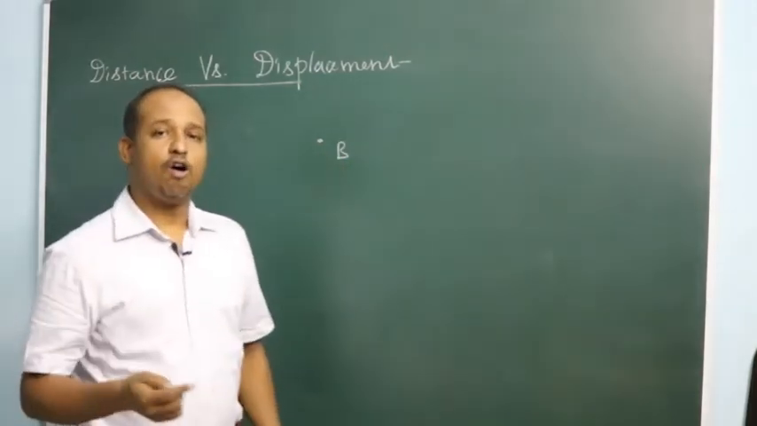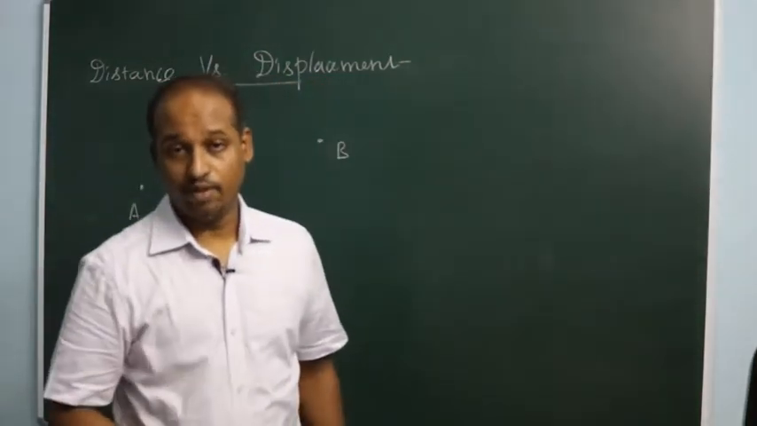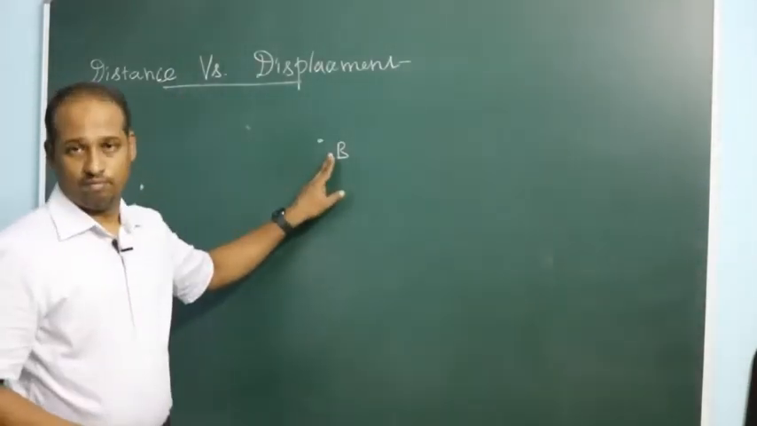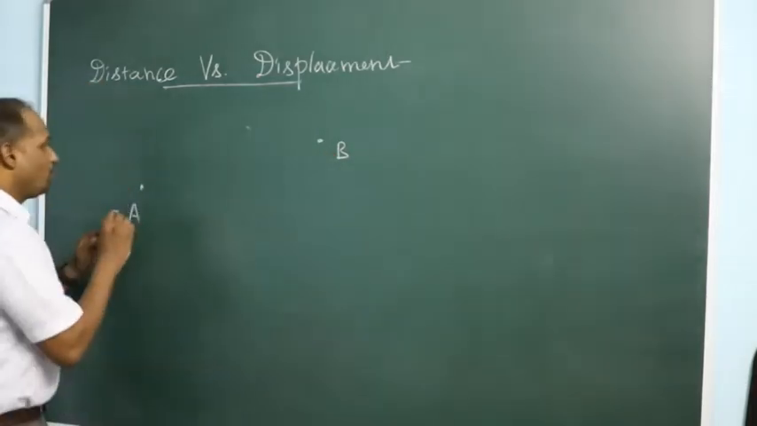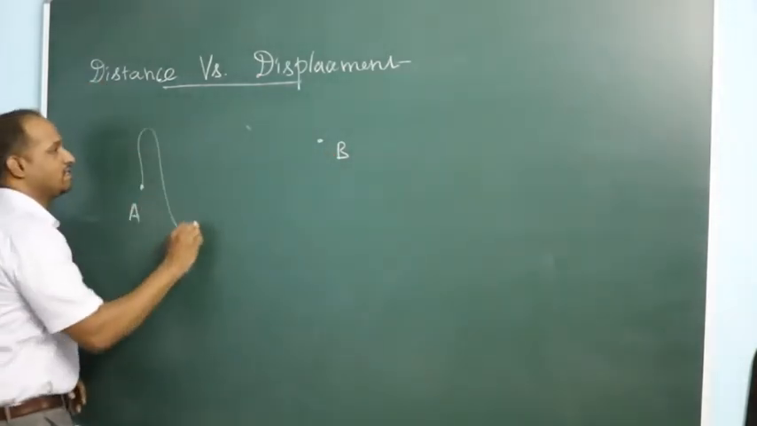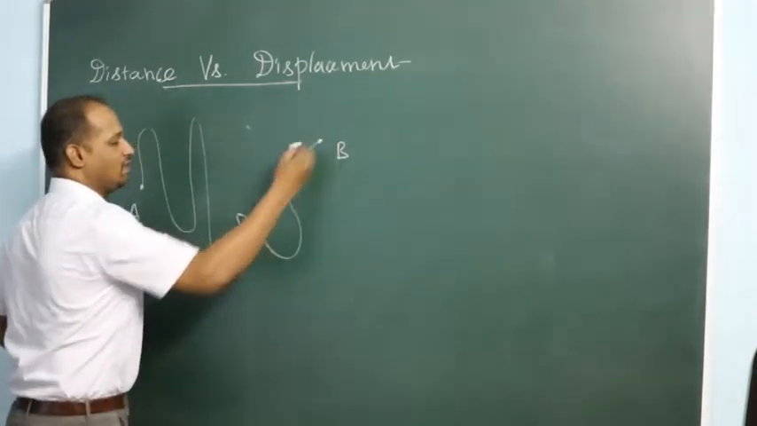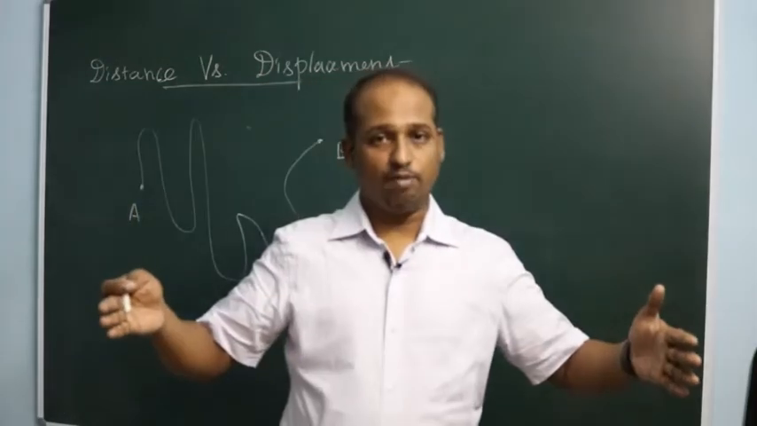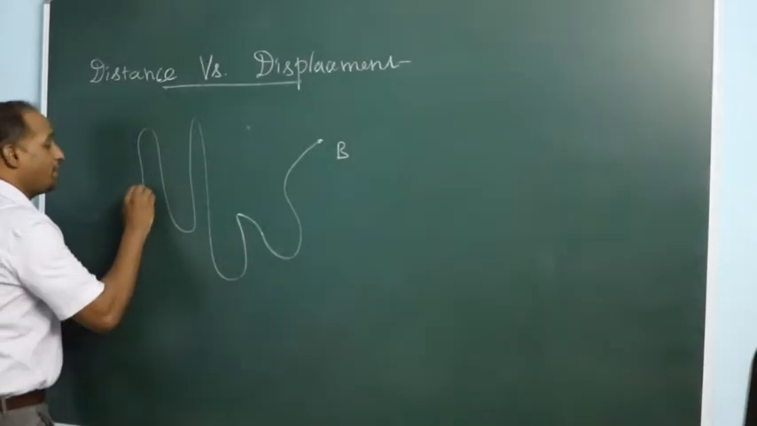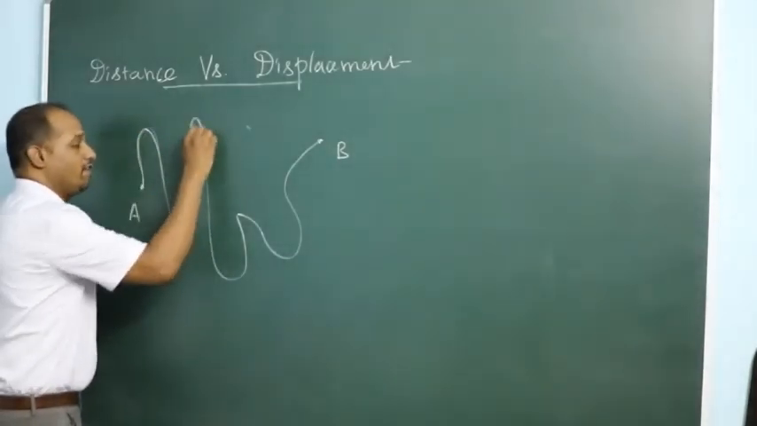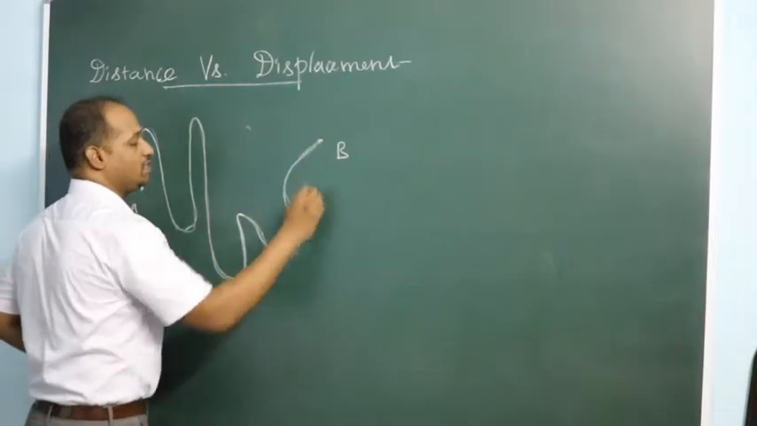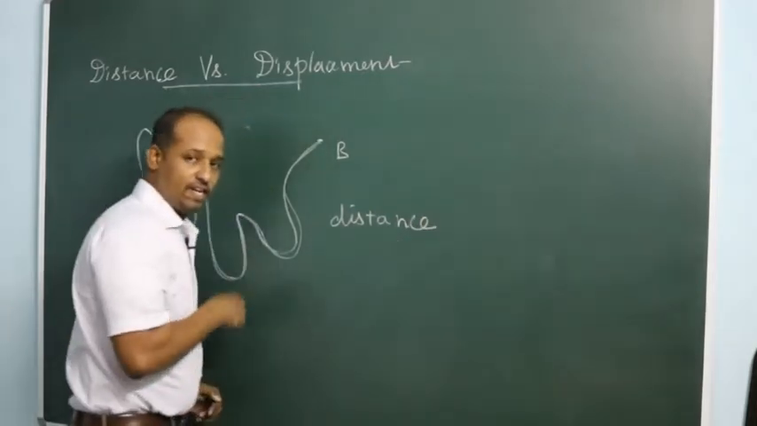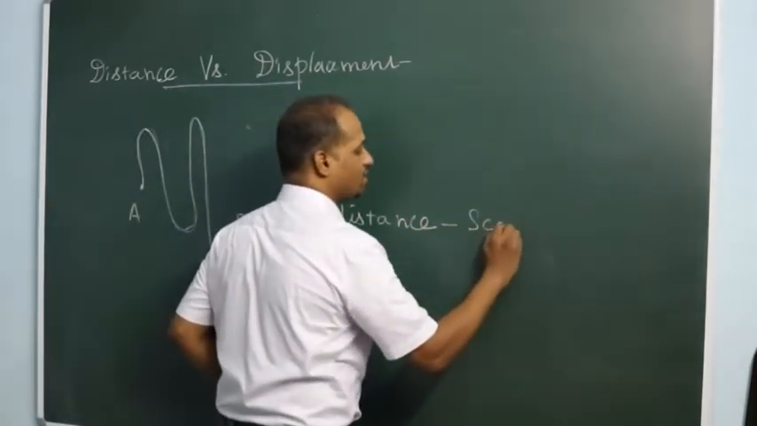In how many ways can an object go from point A to point B? Literally, in infinite possible ways, an object can go from A to B. Suppose the object has really moved like this. Then there is only one path. But literally, there are infinite possibilities. So the actual length of the path traveled is called distance. Since you cannot impose any direction on this, distance is a scalar.